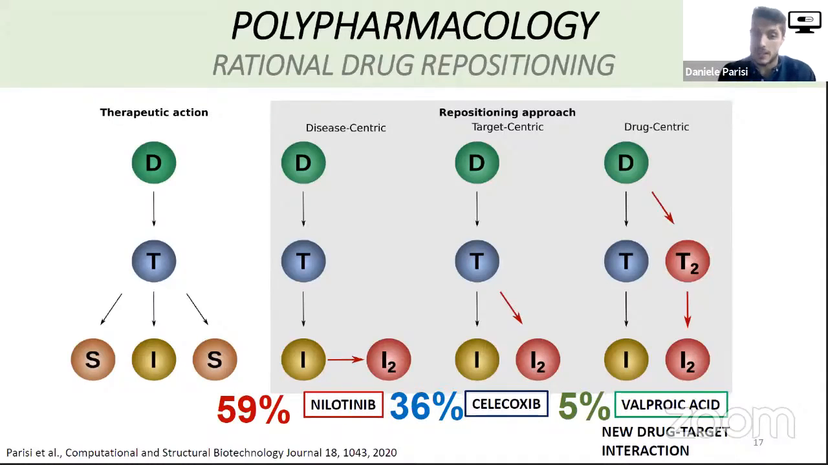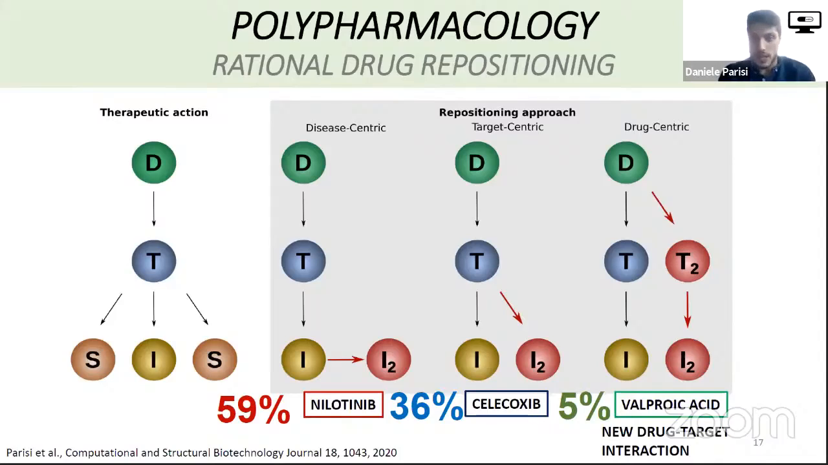The second approach is the target-centric, which is the one in the middle and related to the 36% of the cases that I showed you previously. In this case, I don't need a new interaction between the drug and the target, but the only thing I need is to be able to repurpose the target from indication 1 to indication 2. So that's why it can also be called target repurposing. It's a little bit more complex because it needs extra information, not just similarity between indications, but a biological connection between the target being involved in indication 1 and indication 2.